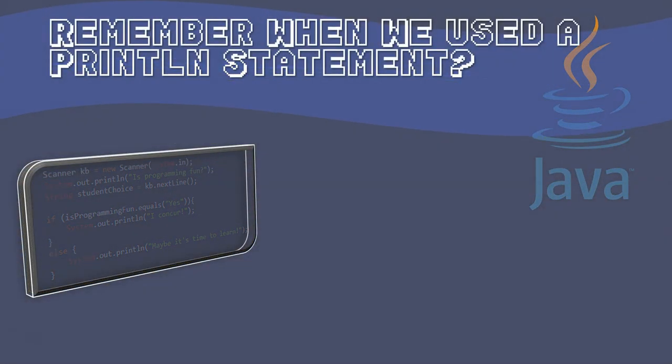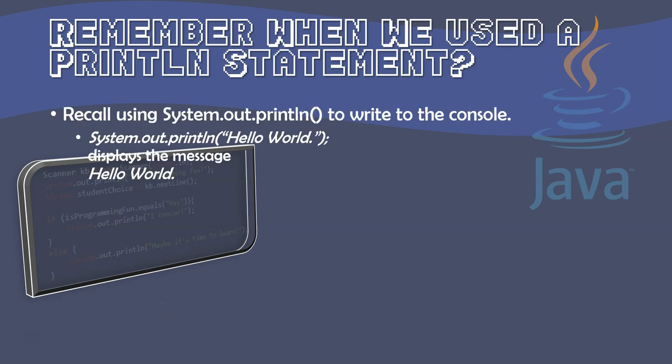So remember when we used our print line statements, let's say System.out.println("Hello World"). These, of course, were print line statements that had things be written to our console. If we use the Hello World example, of course, it displayed the message Hello World. Pretty self-explanatory. Anything inside those quotations, it would spit back out at us.